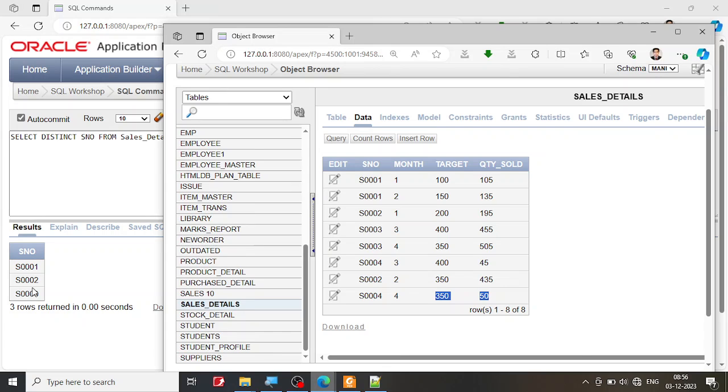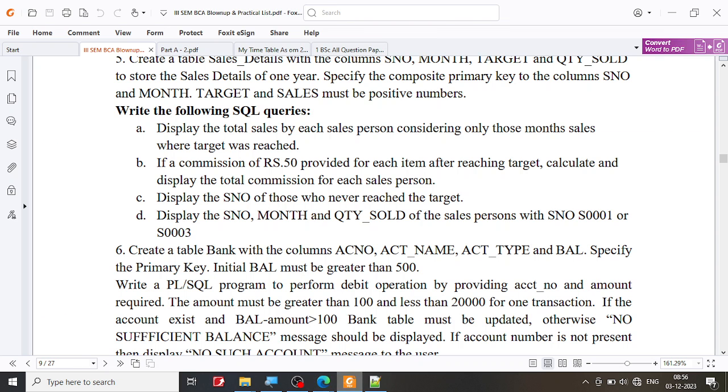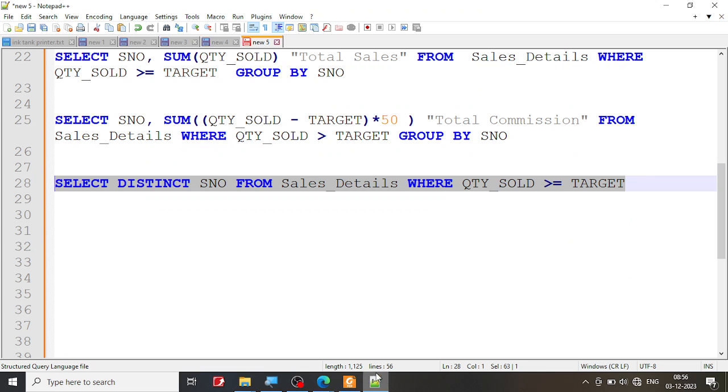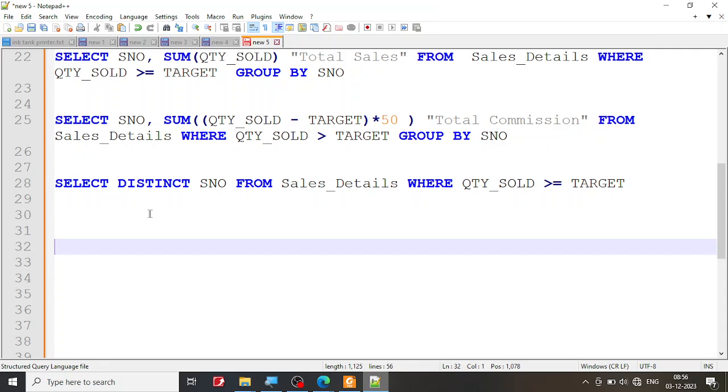Now I need to find only these people's data, 001, 002, 003. Only they are required. The 004 is ruled out because that person has not achieved any target, not even once. So let's look at this. What are they saying? Display the serial numbers of those who never achieved the target. So let's go ahead and do this particular thing.